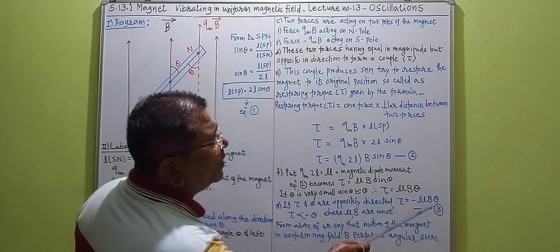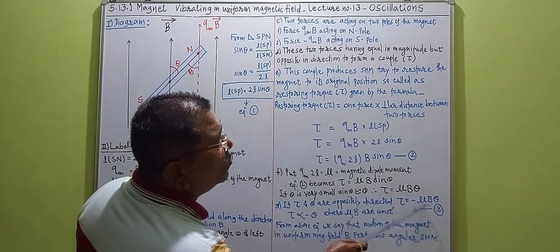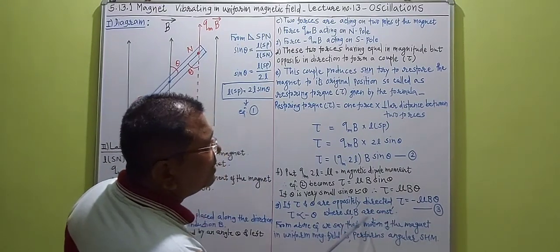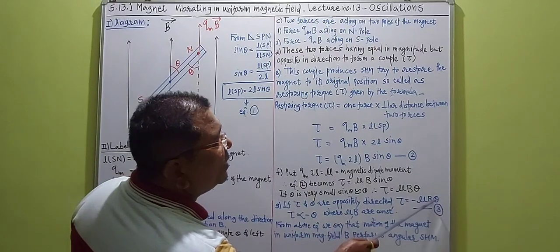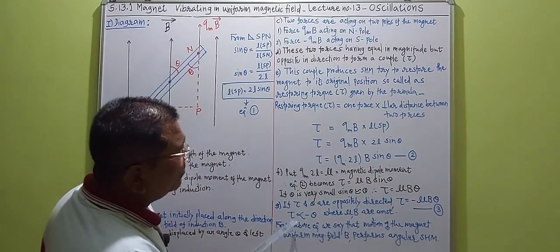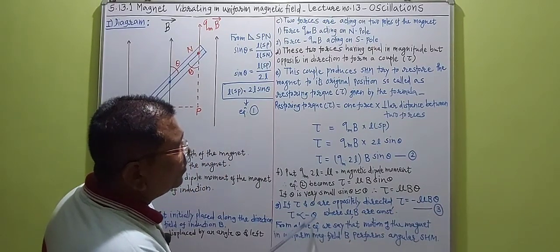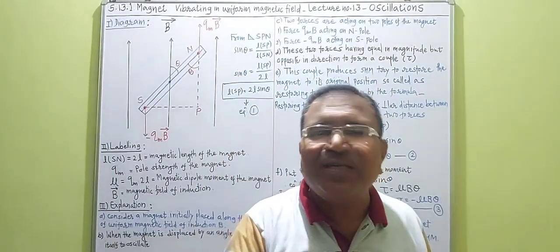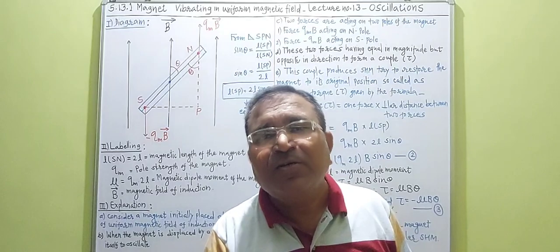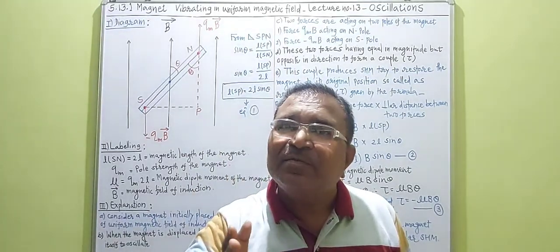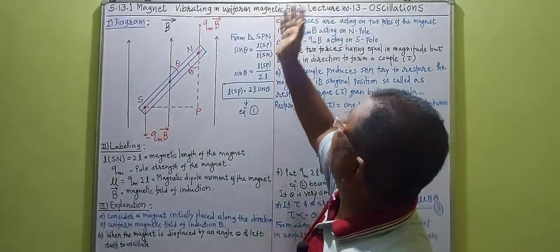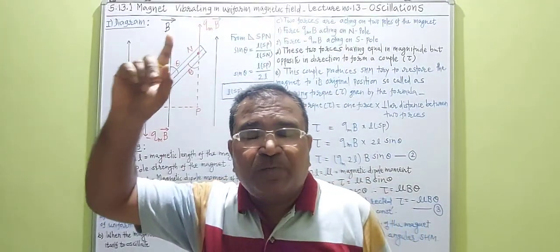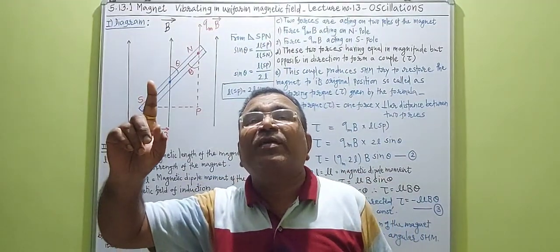But here remember well, dear students, this mu and B are constant. If this mu and B are constant, we can easily write tau is directly proportional to minus theta. And this is the definition of angular SHM that we have already learned in lecture number 12. Please listen to lecture number 12.